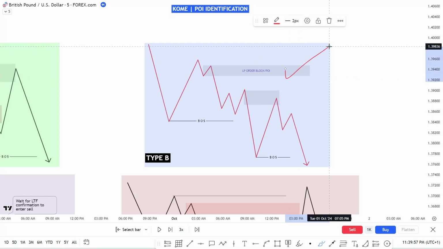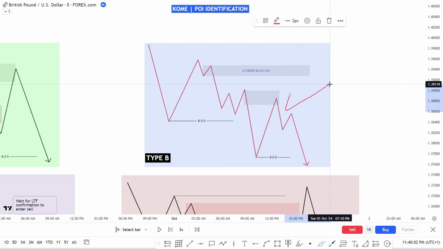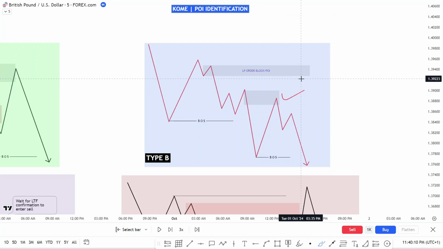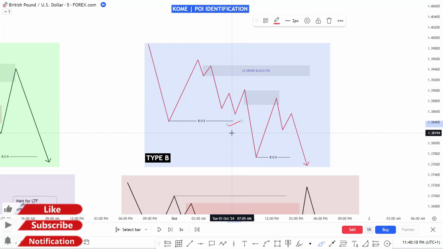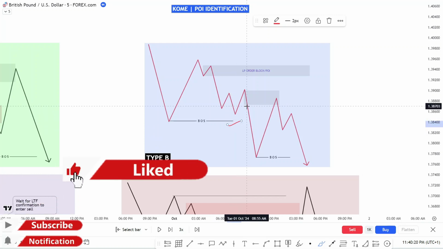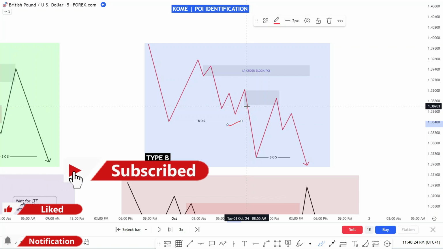This one? No, this is not it. This is the correct point of interest. And why is that? Let me show you why it is this particular one instead of this one. The first thing is we have identified our break of structure, which is our trend direction. And secondly, we need to look for inducement. Of course, we're not talking about inducement in this video. We're talking about point of interest.